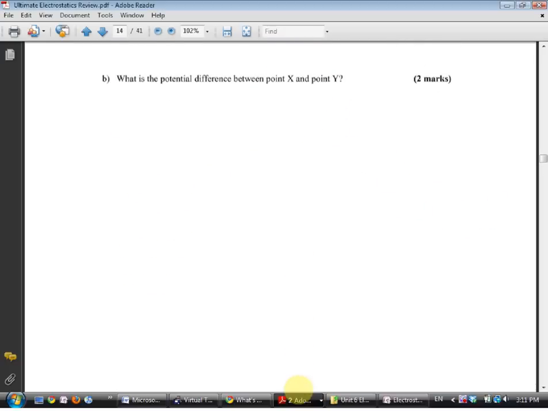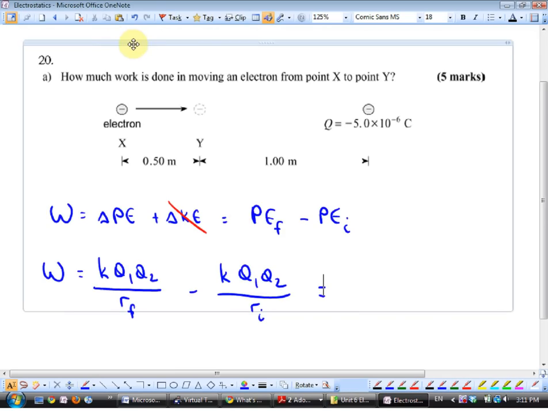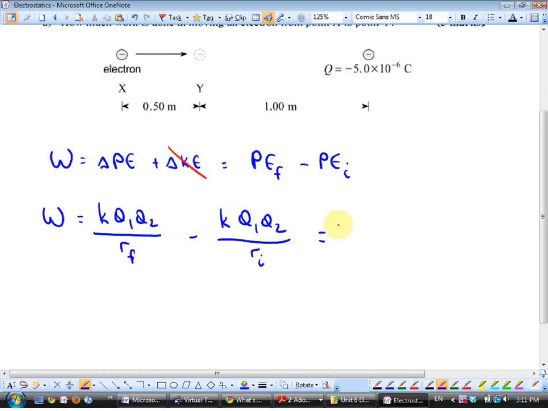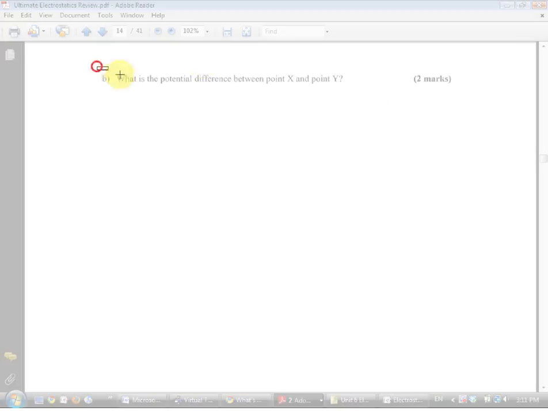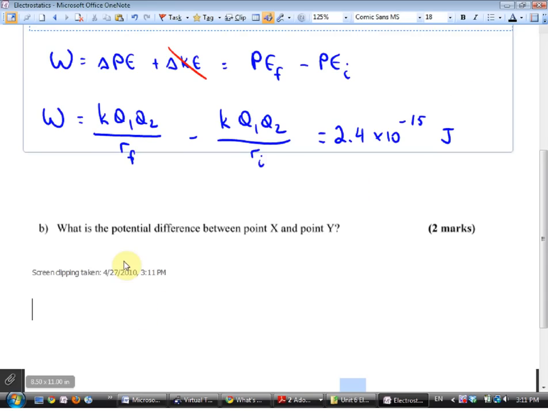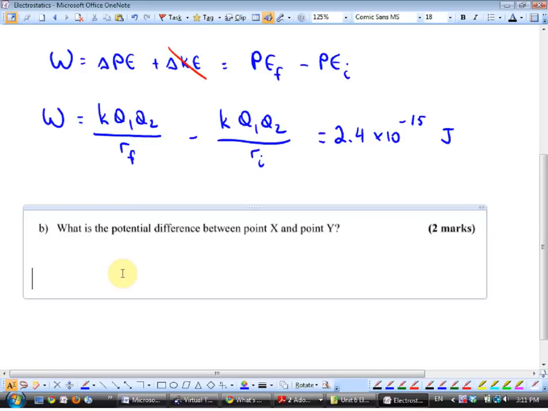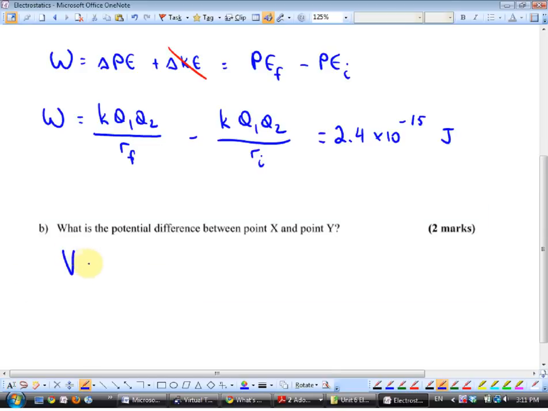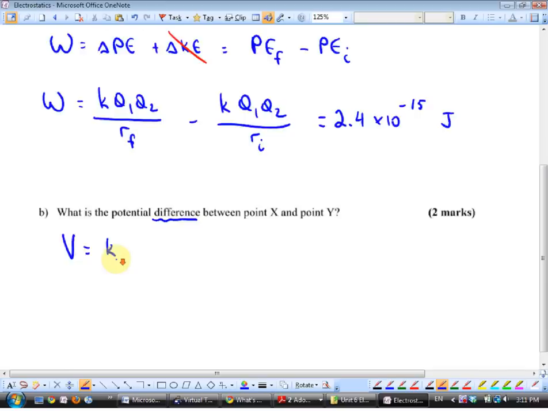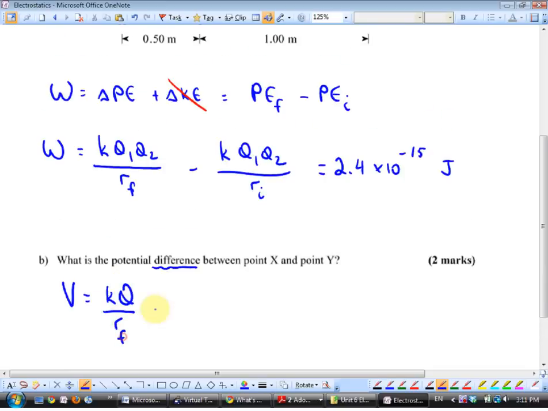What is the potential difference between point X and point Y? Do you remember what I said for the answer? It was 2.5 times 2.4 times 10 to negative 15 joules. What is the potential difference between point X and point Y? Well, that's going to be the voltage. What mathematical operation does difference suggest? Yeah, I'm going to subtract the two voltages. Okay, it's going to be K big Q over R final minus K big Q over R initial.